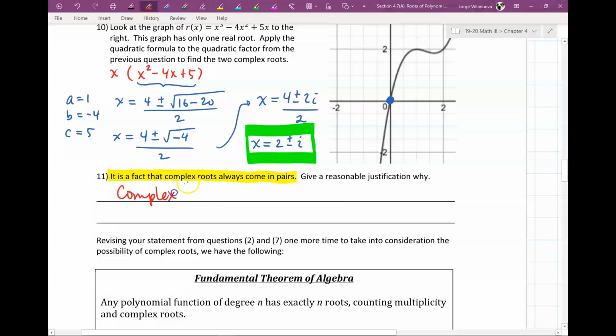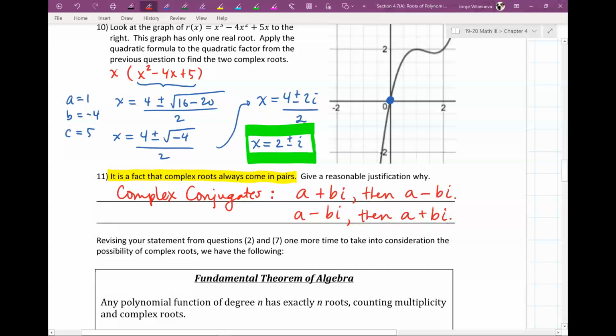Complex conjugates. We talked about this before. If you have a + bi, then you must have a - bi. Or if you have a - bi, then you must have a + bi.